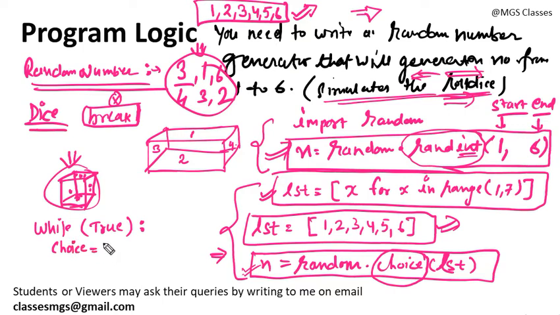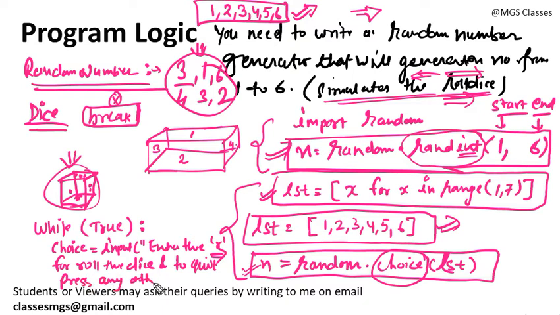Let's suppose you want to get the choice from the user, then you will use the input method and ask for the choice. Let's say: enter R to roll the dice again. Rolling the dice means this loop will continue and keep generating a random number between 1 and 6. To quit, press any other key. This is the message I am trying to display to the user each time this loop executes.